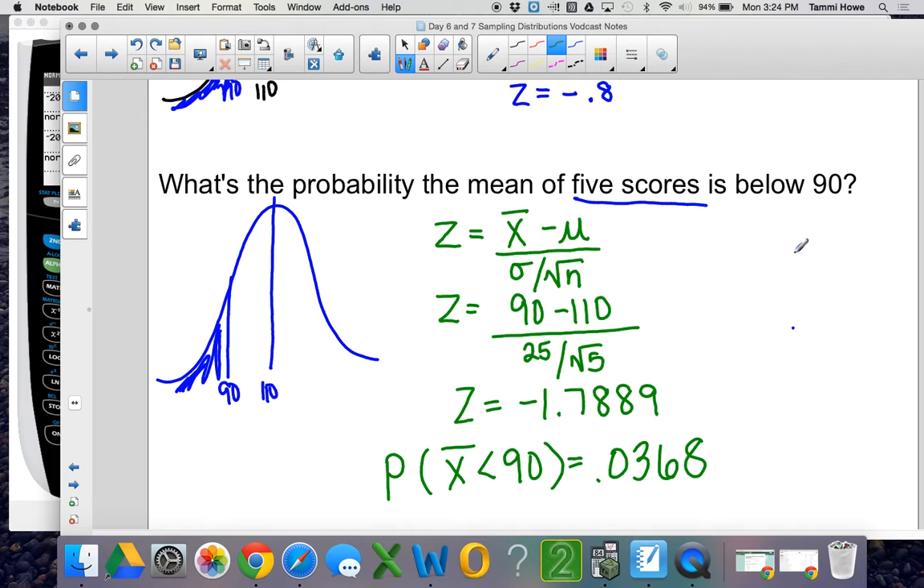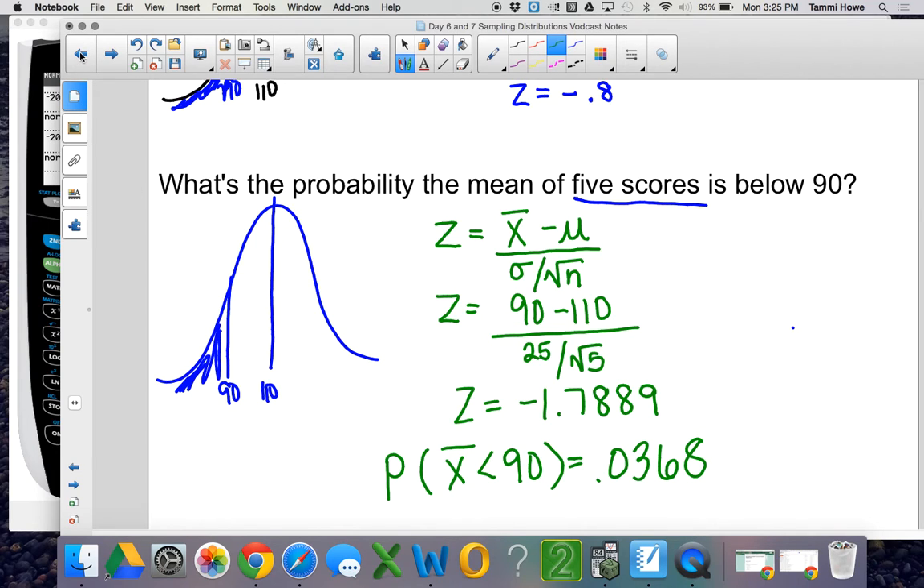And again, that should make sense because I have extreme values. If I have 5 people, I wouldn't expect that all 5 of them would have a score below 90. I would expect some to be around 110, maybe some greater than 110, and so I would expect the mean to be closer to 110. That doesn't mean that it can't happen. This is 3.5%. That can definitely happen. It's just less likely. And if I up the sample size even more, then it'll be farther out on the distribution and it'll have less of a probability of happening.